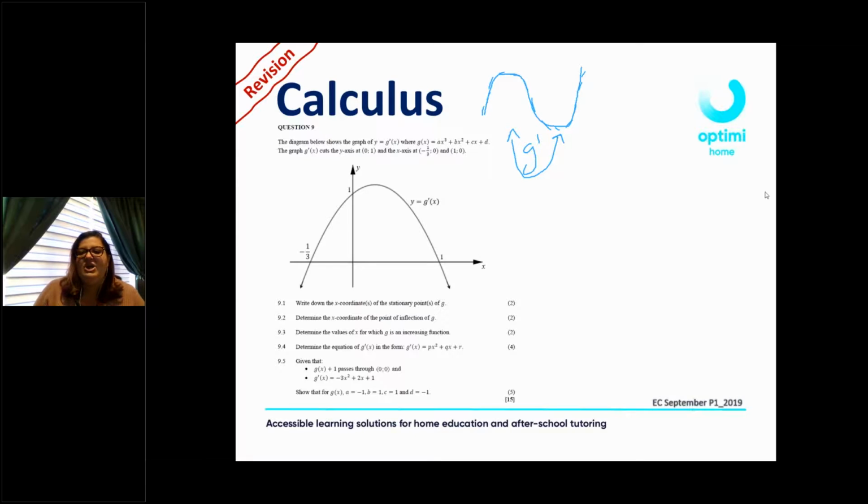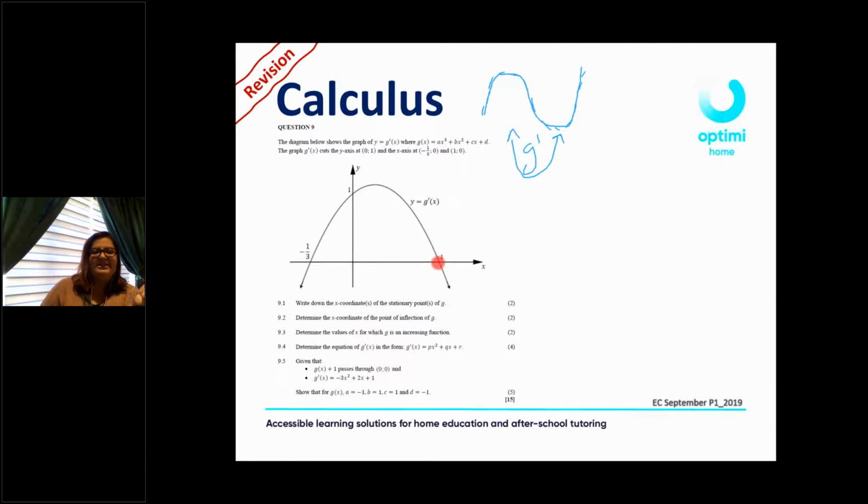Okay, so let's read. The diagram below shows the graph of y is equal to g accent x. Remember that accent tells me that it is the derivative, where g of x, my original graph, my original function, is a cubic function. So ax to the power 3 plus bx squared plus cx plus d. The graph of g accent x, the one that's given, cuts the y-axis at 1. So the point there will be (0; 1), because my x value is 0. And on the x-axis at negative a third, 0 and 1, 0. It's your x-intercepts. So before we go, I want us to talk about these points that were given.